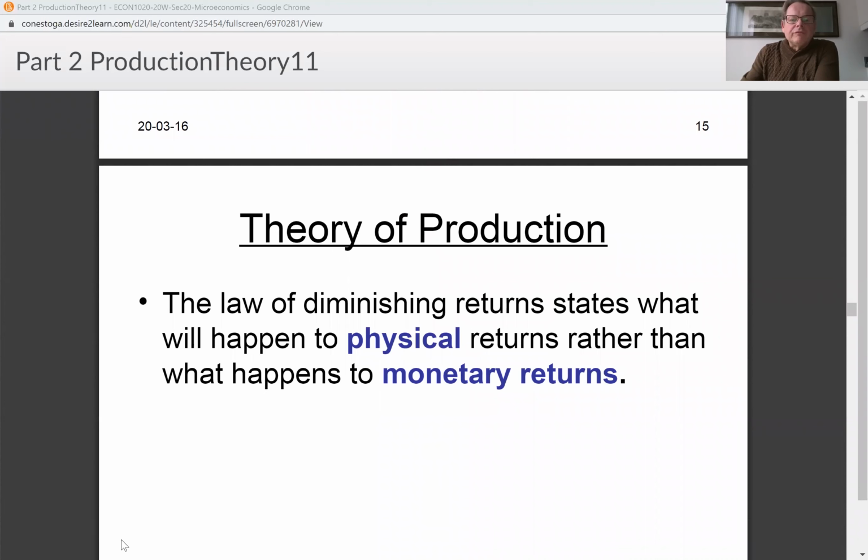The law of diminishing returns states what will happen to physical returns rather than what happens to monetary returns. In other words, it talks about the output that the company produces, not about the money that it will receive from selling the output.